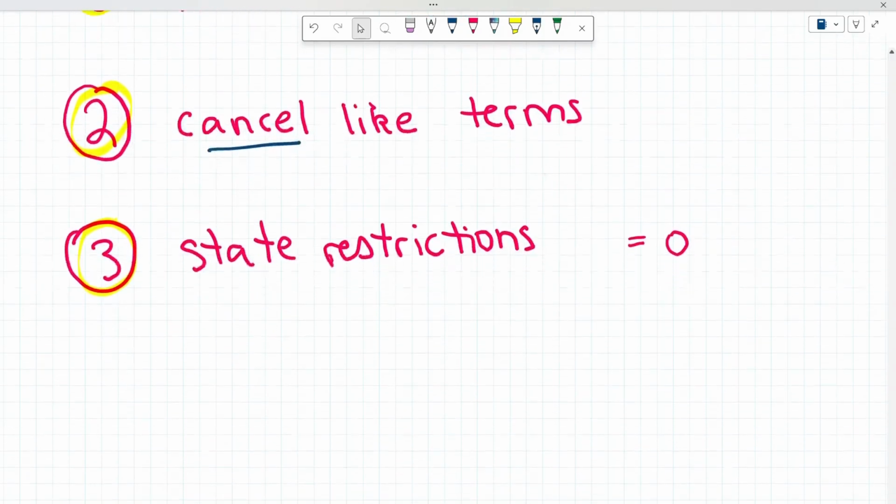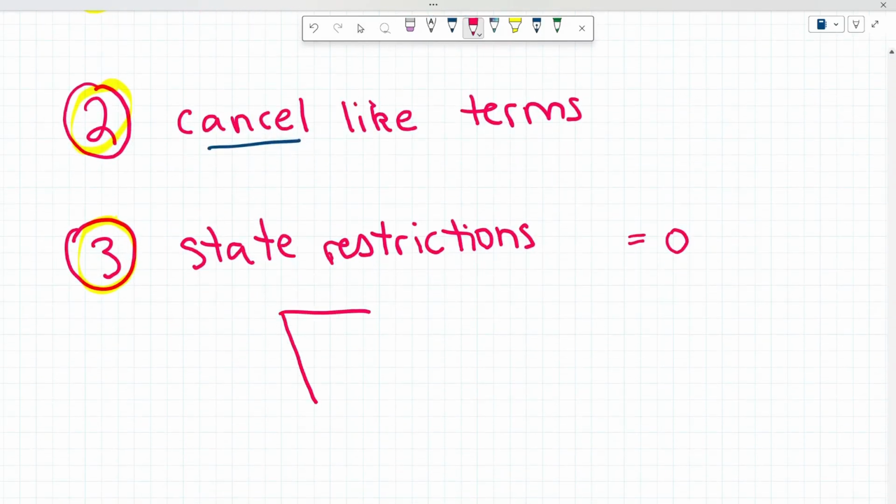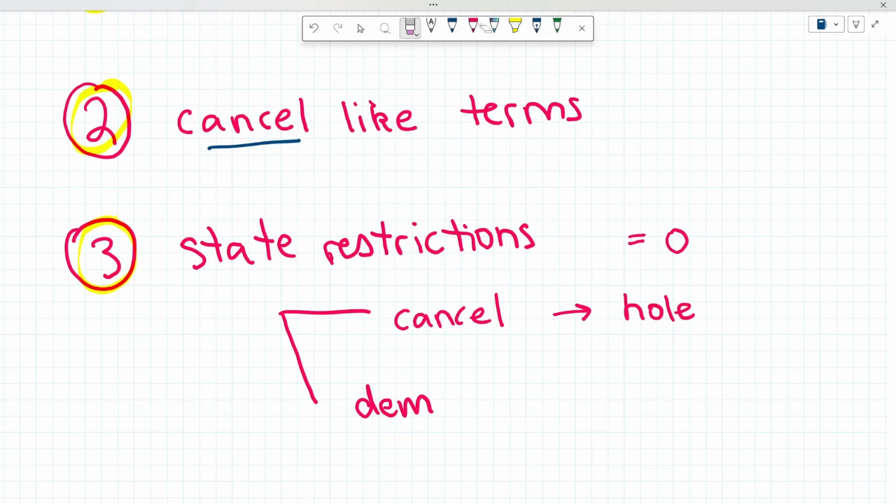So let's take a look at that for a second. There are two types of restrictions we have to state. If we cancel terms, we have to state that as a restriction, and also whatever is on the denominator, we have to include in our restriction. If we cancel something out, that means we have a hole at that point and our function does not exist there. And if it's still on the denominator, then we have a vertical asymptote at that value of x, and our function does not exist along a vertical asymptote. So either way, we still have to state that as a restriction.